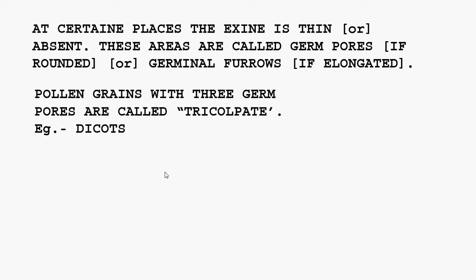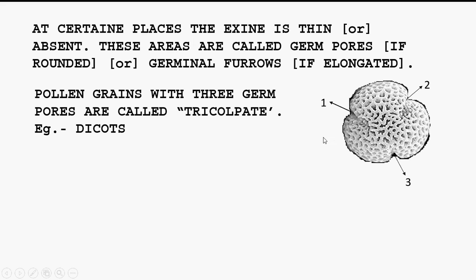Pollen grains with 3 germ pores are called tricolpate. These tricolpate pollen grains are present in dicots. Let's see the picture. This is the pollen grain of tricolpate in dicots. It has 3 pores, 1, 2 and 3, and they are rounded pores. That's why 3 germ pores are present in this pollen grain.